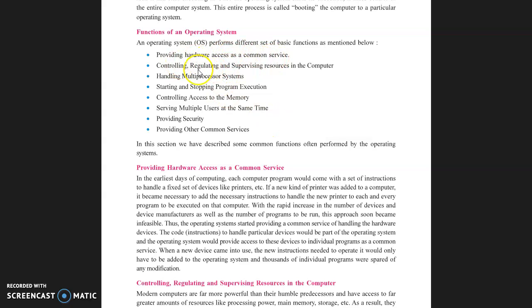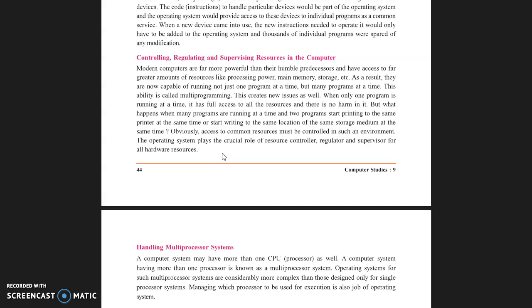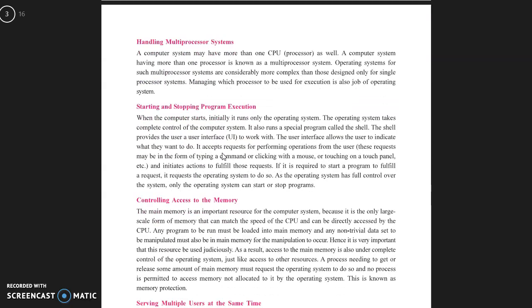Providing hardware access, controlling, regulating and supervising resources, and handling multiprocessor systems. Last session we covered these three functions of operating system. Today we will continue with starting and stopping program execution, controlling access to the memory, serving multiple users at the same time, providing security and providing other common services. All these functions we will try to cover today.